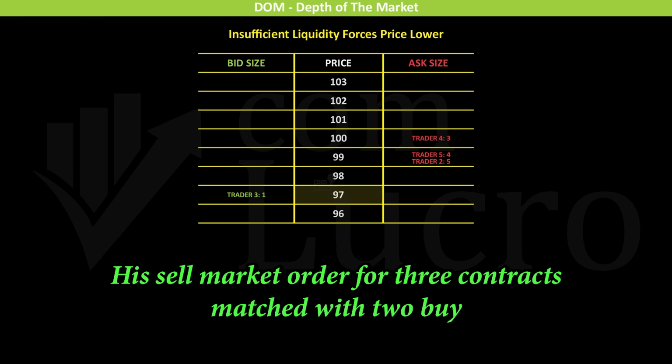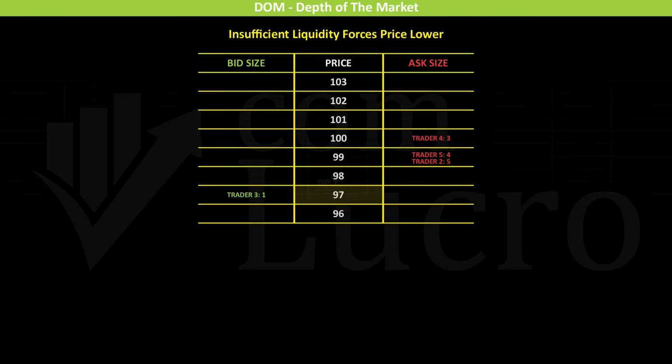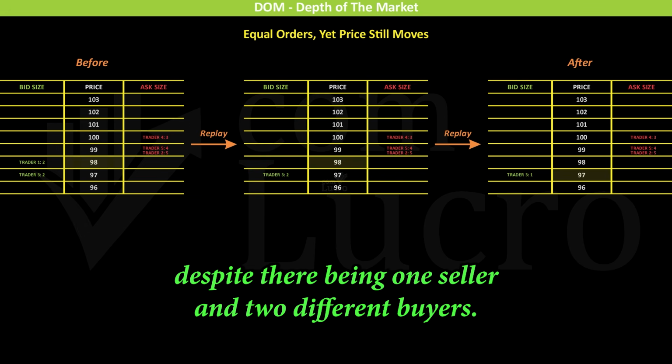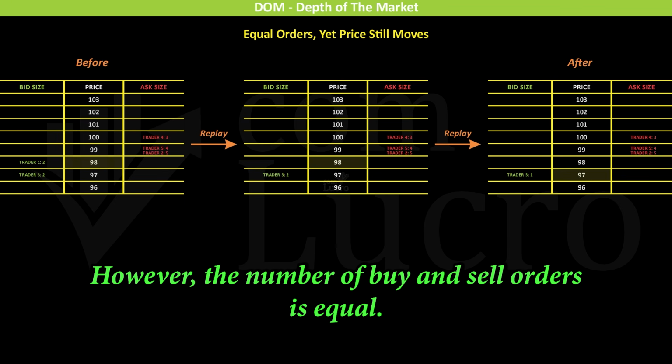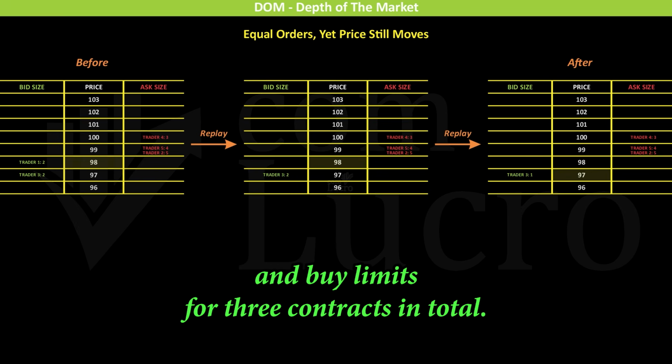His sell market order for 3 contracts matched with 2 buy limits at 98 and 1 buy limit at 97. Notice this. The price moved from 98 to 97, despite there being 1 seller and 2 different buyers. However, the number of buy and sell orders is equal. A sell market order for 3 contracts and buy limits for 3 contracts in total.